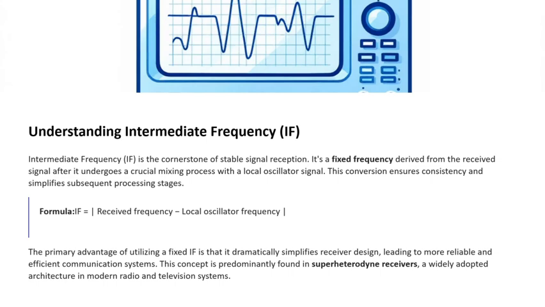Understanding the intermediate frequency. Intermediate frequency is a fixed frequency obtained after mixing the received signal with a local oscillator signal. The formula is very simple. IF is equal to received frequency minus local oscillator frequency. The main idea here is that instead of working with different high frequencies, we always work with one fixed frequency. This makes the receiver simple, stable, and reliable.